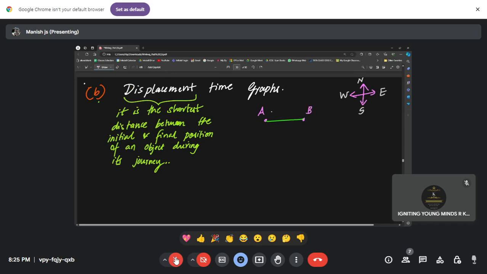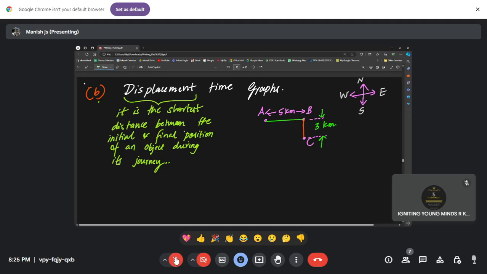Now, what is the distance between A and B? It is 5 kilometers, because he moved 5 kilometers. Further, Rahul moves, say, 3 kilometers due south. So he reaches another point C, which is towards south. Say this point is C, and the distance between B and C is 3 kilometers.